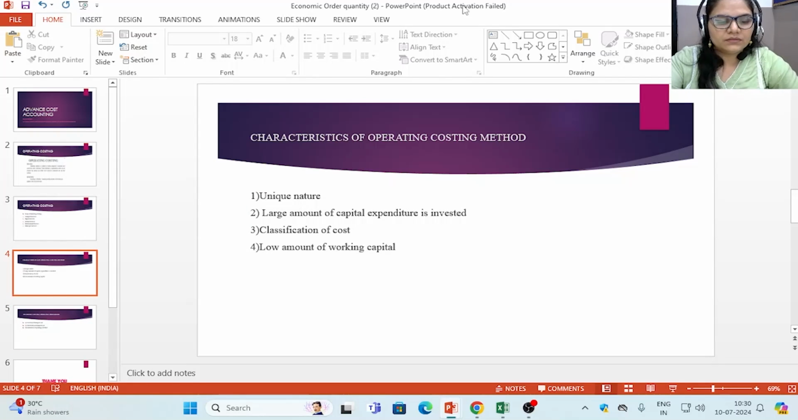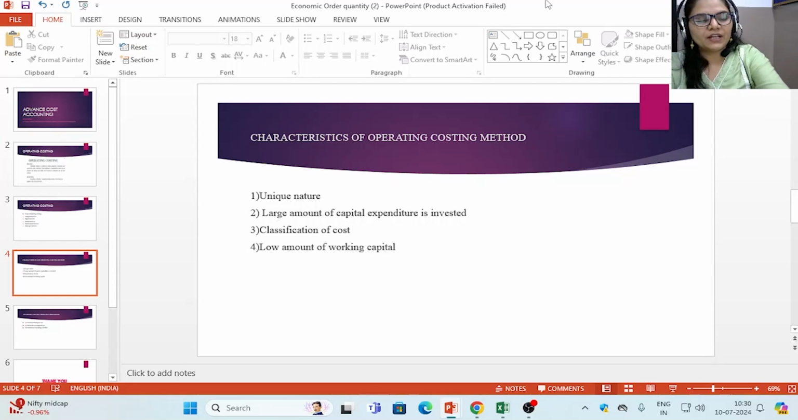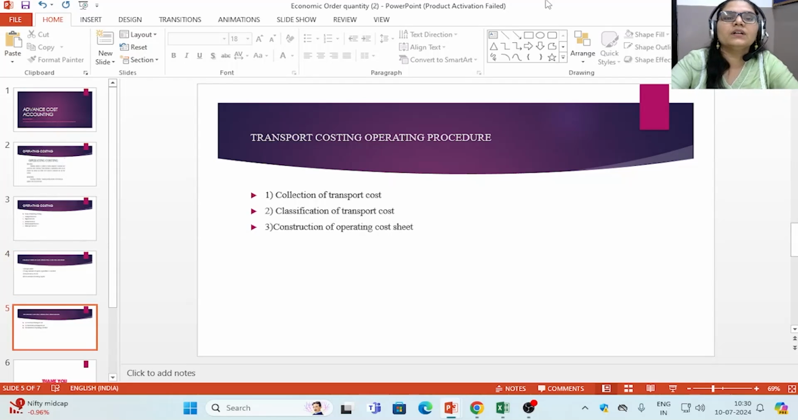So in this particular session, we will be dealing with the computation of operating cost of specific services. There can be transport, powerhouse, hotel operating, canteen, hospital operating, and cinema operating costing methods. In this session, we will be dealing with the transport costing operating procedure, and discussing how to determine the cost of transport services provided by transport organizations.